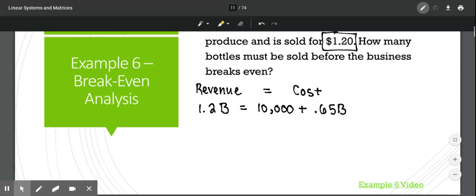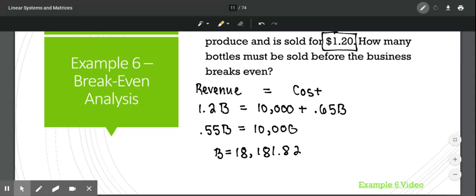So if we subtract 0.65b, we get 0.55b equals 10,000. And if you do 10,000 divided by 0.55, you get that b is 18,181.82.